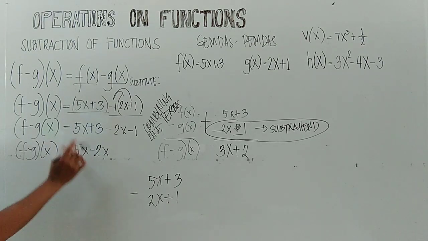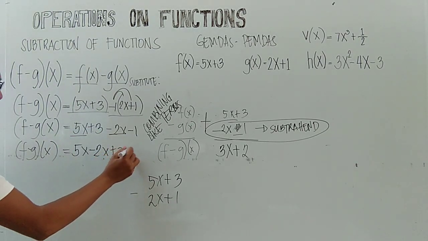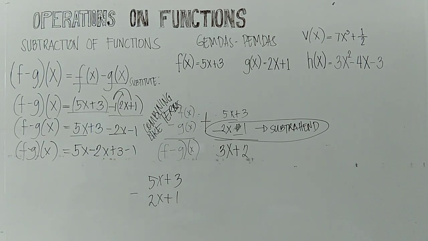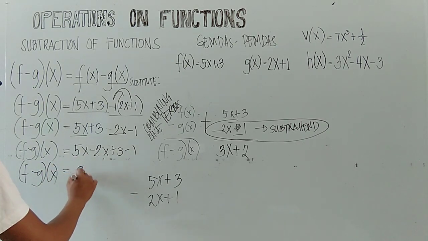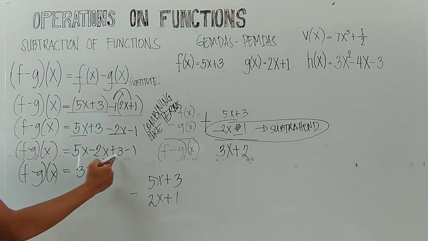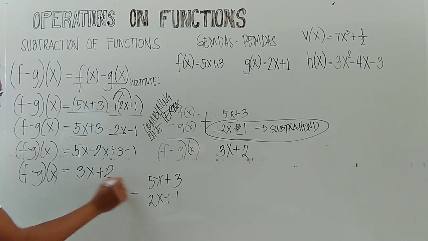So we have 5x minus 2x, then we have plus 3 minus 1. 5x minus 2x is 3x. Then we have 3 minus 1, which is plus 2.